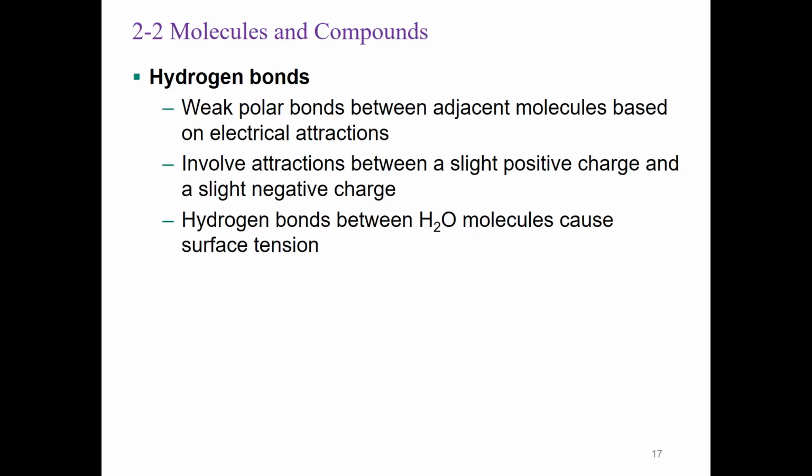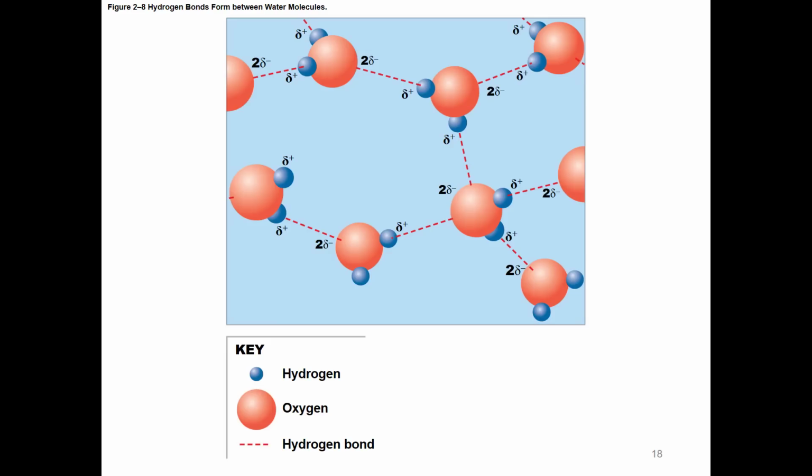Okay, so in the hydrogen bond, these are weak polar bonds between adjacent molecules based on their electrical attractions. These are going to involve attractions between a slight positive charge and a slight negative charge. So we see that in water molecules. So in this picture, there are multiple of our little Mickey Mouse heads or water molecules.